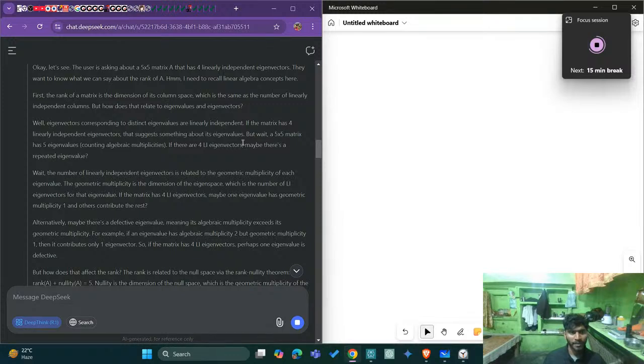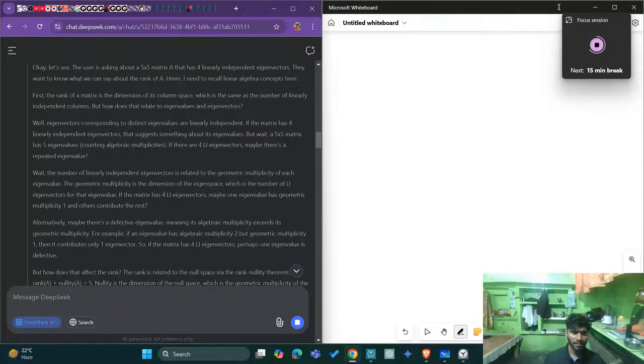Yes, very good. The number of linearly independent eigenvectors is related to the geometric multiplicity of each eigenvalue. The geometric multiplicity is the dimension of the eigenspace, which is the number of linearly independent eigenvectors for that eigenvalue.